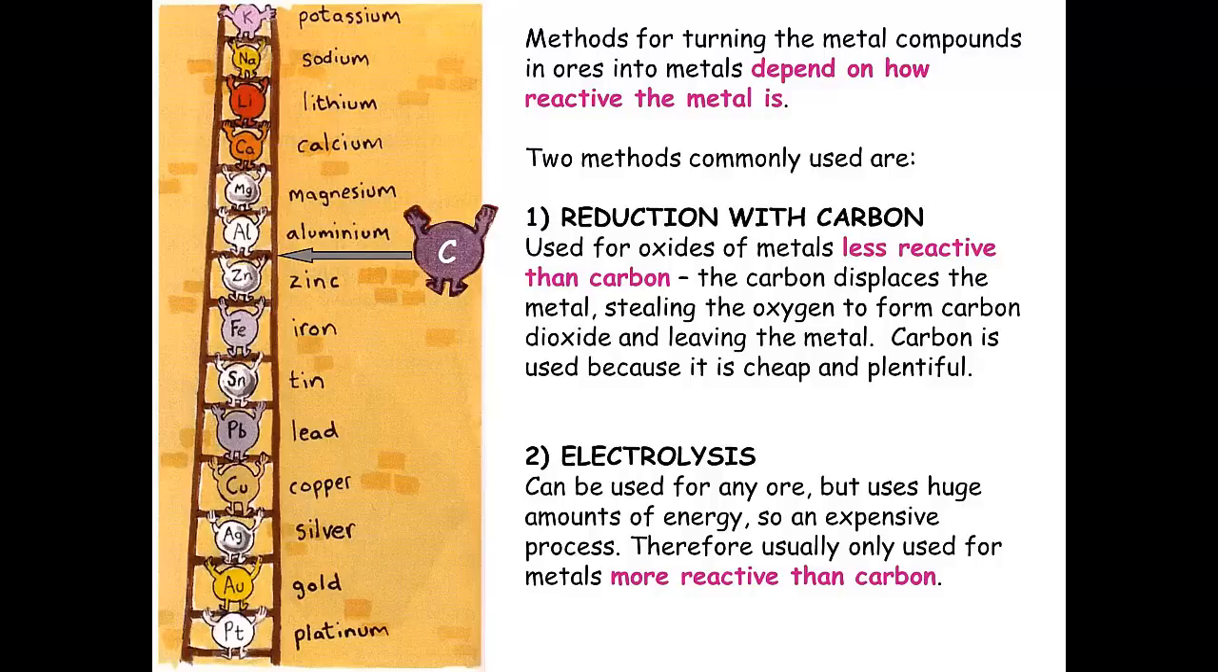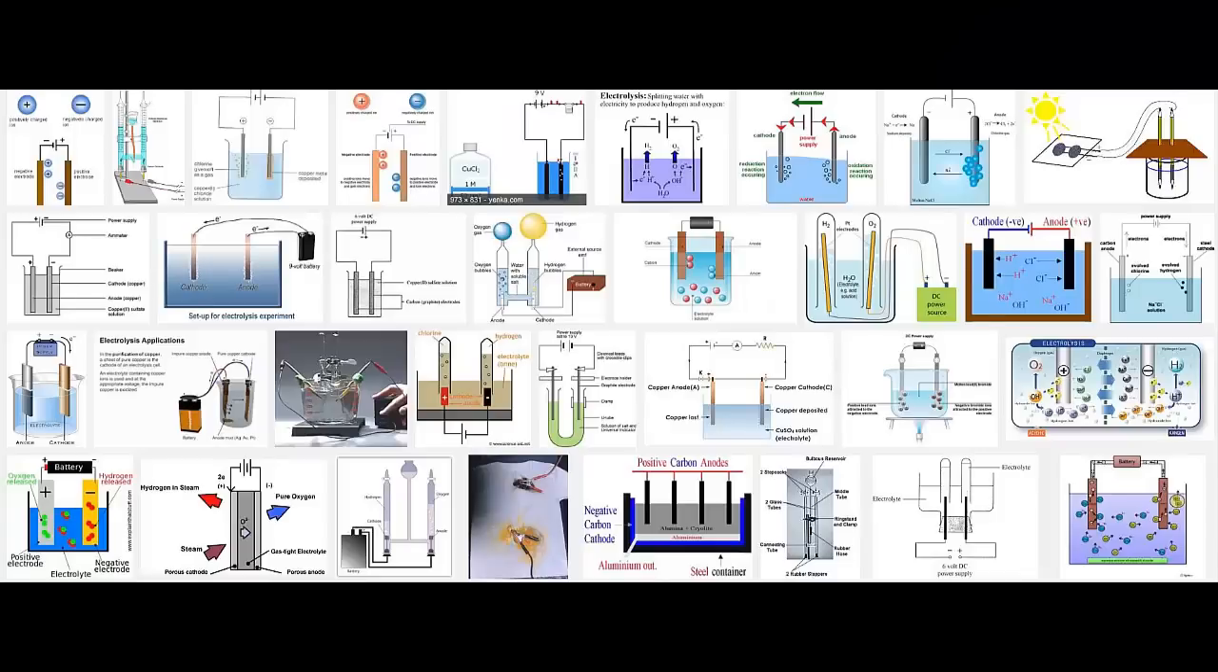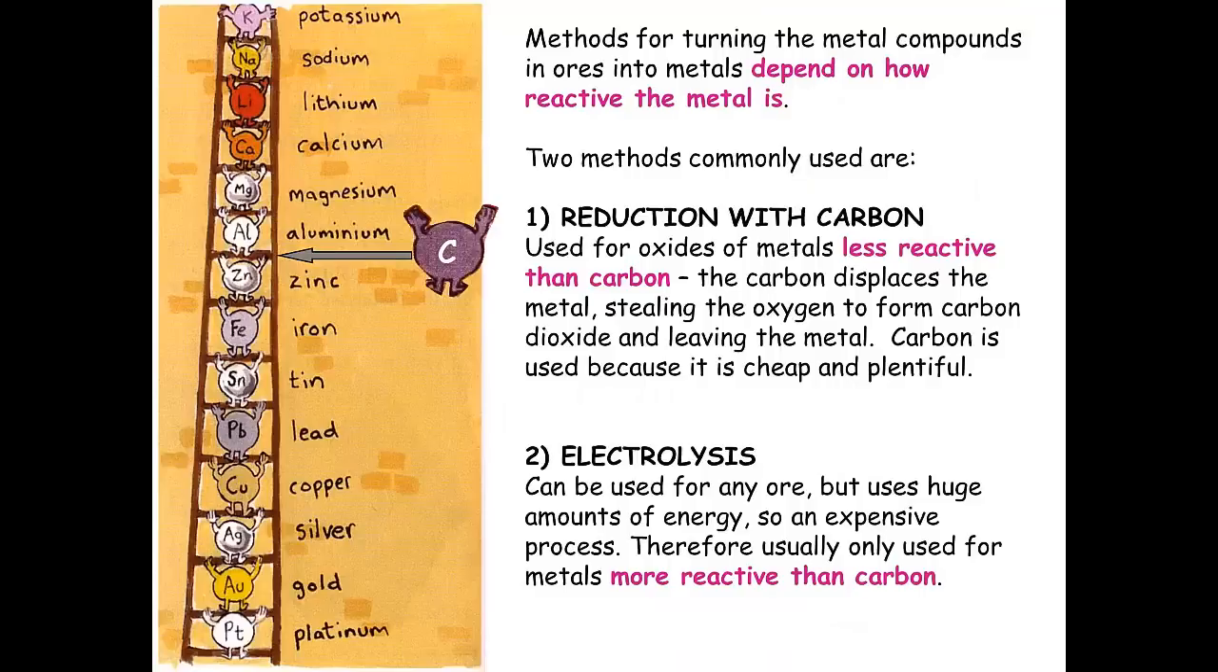If, however, the metal that you wish to extract is above carbon in the reactivity series, for example aluminium, then you have to use electrolysis to extract the metal. It will not be possible to use carbon, as carbon will not displace metals which are more reactive than it.